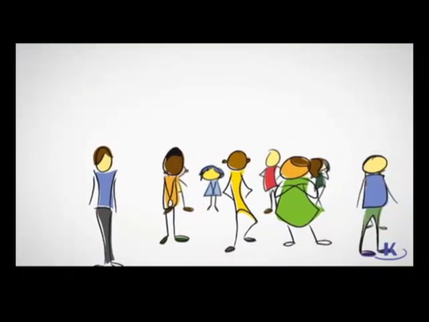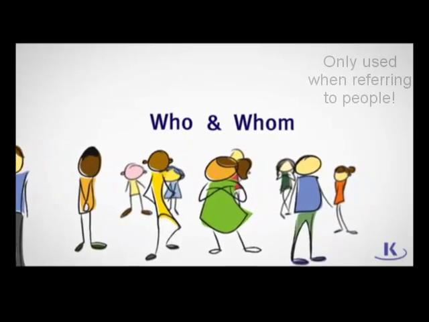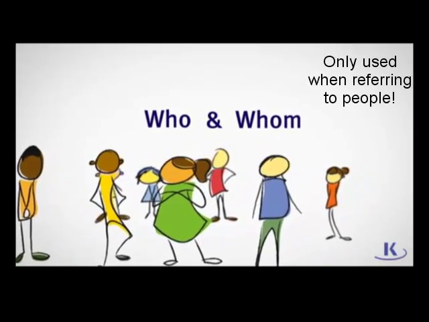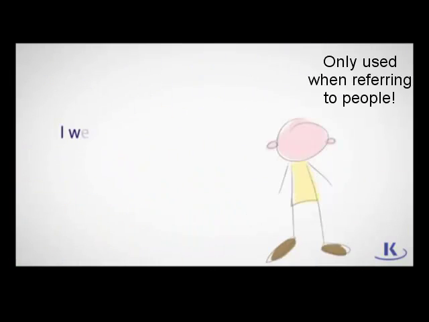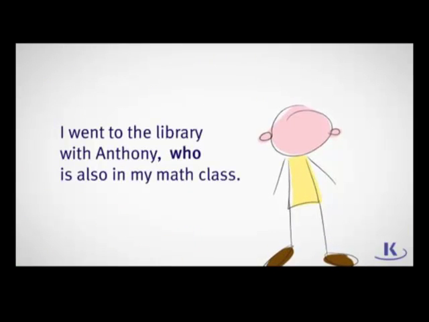There are pairs of common words that are often mistakenly used in place of one another. If you memorize them, you will definitely see your score increase. Let's start with a word pair you encounter often: who and whom. These terms are used only when referring to people. For example, I went to the library with Anthony, who was also in my math class.